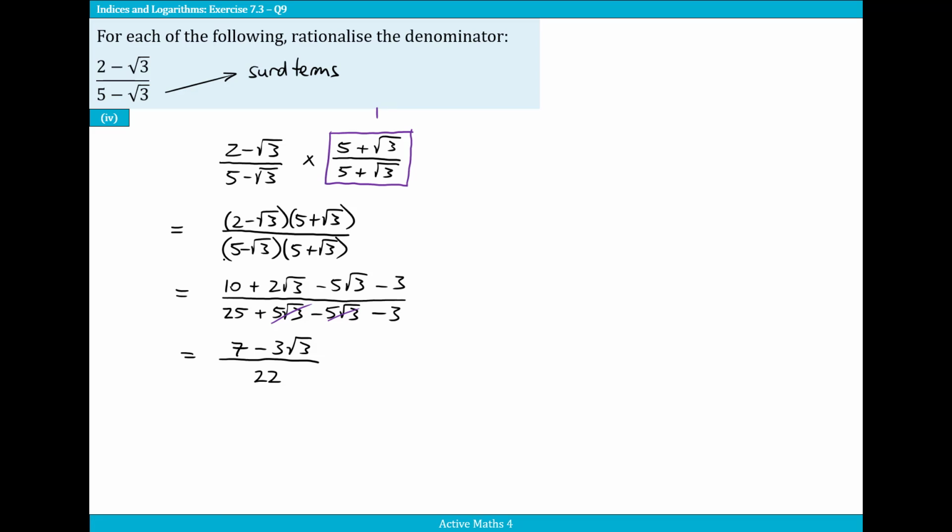Now, to quickly take a look at how we could have more quickly multiplied the denominator by its conjugate, this is the difference of two squares factorization of 5 squared minus root 3 squared. 5 squared is 25, and root 3 squared is 3, and 25 minus 3 is 22. So again, if asked to rationalize the denominator, we're trying to get rid of the surds so that all the terms in the denominator are rational numbers.